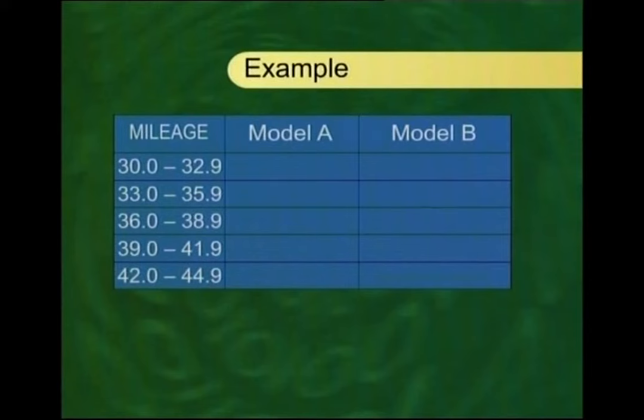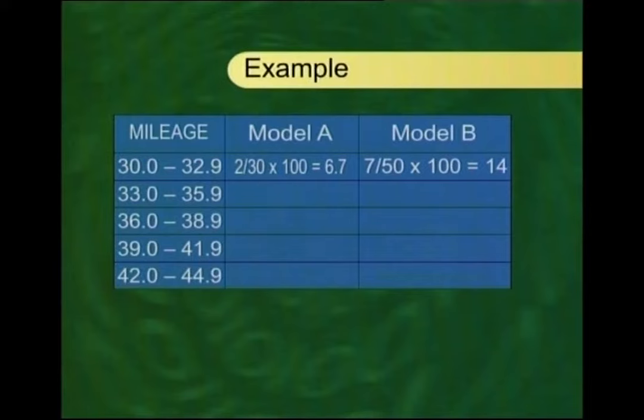So, as you now see on the screen, we have 6.7% of the cars of model A have mileage 30 to 32.9. Lekin agar aap model B ko dekhein, to 14% of the cars of this model have this particular mileage. To ab iska kya matlab hai? Iska matlab ye hai ke model A seems to be better than model B. Isliye ke ye mileage to bahut kam mileage hai. This is not a very good mileage.